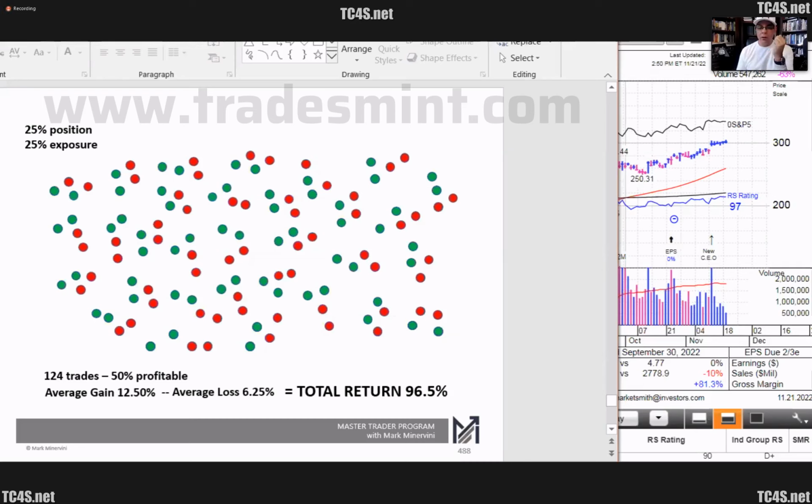So just say you had $100,000 and your first trade was up 12.5%, so you'd be up $12,500. You would then, if you had a loss of 6.25%, compound that into that. And again, it doesn't matter the order, it's just taking that average gain, that average loss, and compounding it over 124 trades.